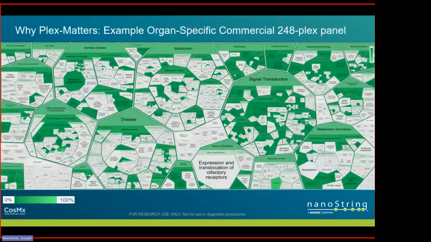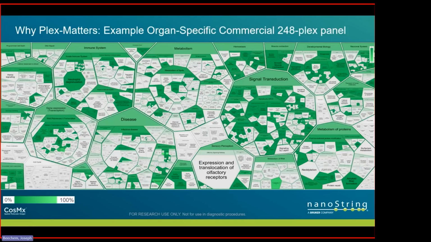Okay, so let's talk about why plex matters. And this was really part of my design thinking from the beginning. When the other competitors for CosMx came out, they came out with these organ-specific, essentially custom low-plex panels. This is an example of one, a 248-plex Xenium panel. And look at what's white and green here. This is a Voronoi graph of all the tissue biology that can happen, all the reactions associated with tissue biology. And everywhere that's white is things you're not measuring.